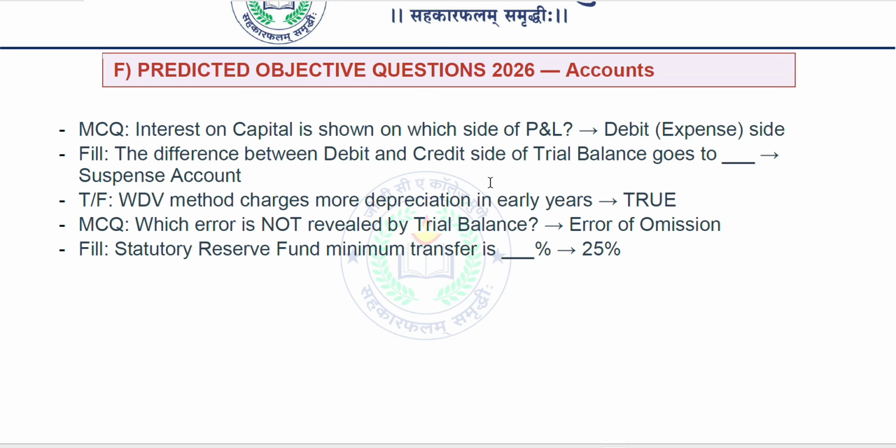True or false? WDV method charges more depreciation in early years. True. MCQs: which error is not revealed by a trial balance? Error of omission. Fill in the blanks: statutory reserve fund minimum transfer is 25%.